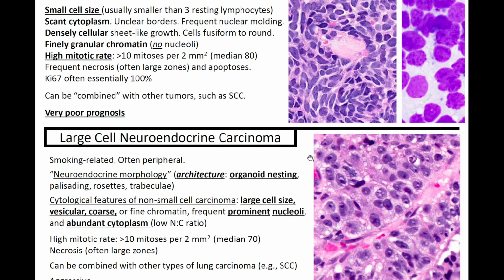And again, you're going to have a high mitotic rate, more than 10 mitoses per 2 millimeters squared, and necrosis. And again, you can have combined large cell with other types of lung carcinoma, such as squamous cell carcinoma. And these are very aggressive processes.